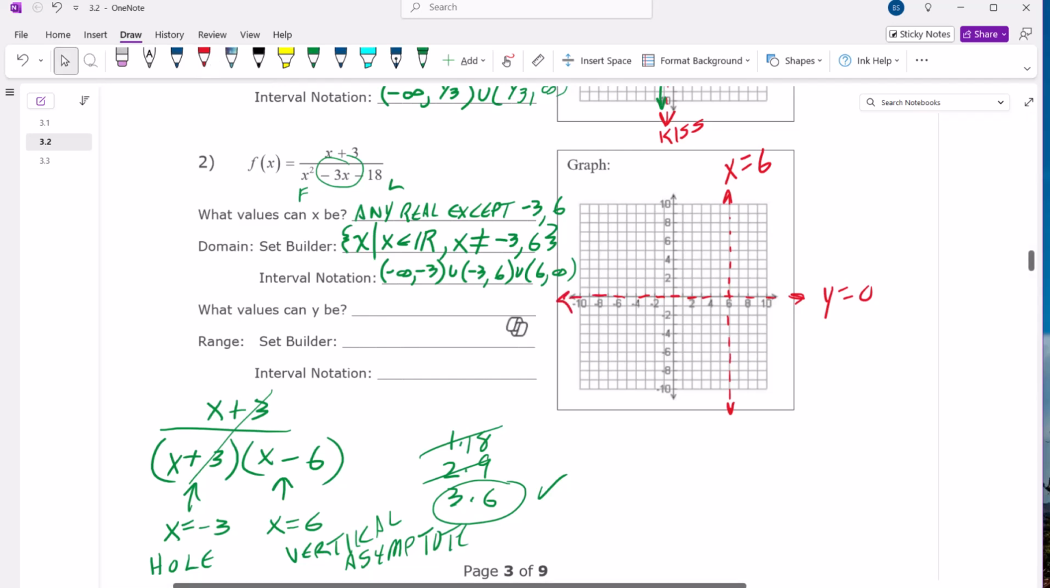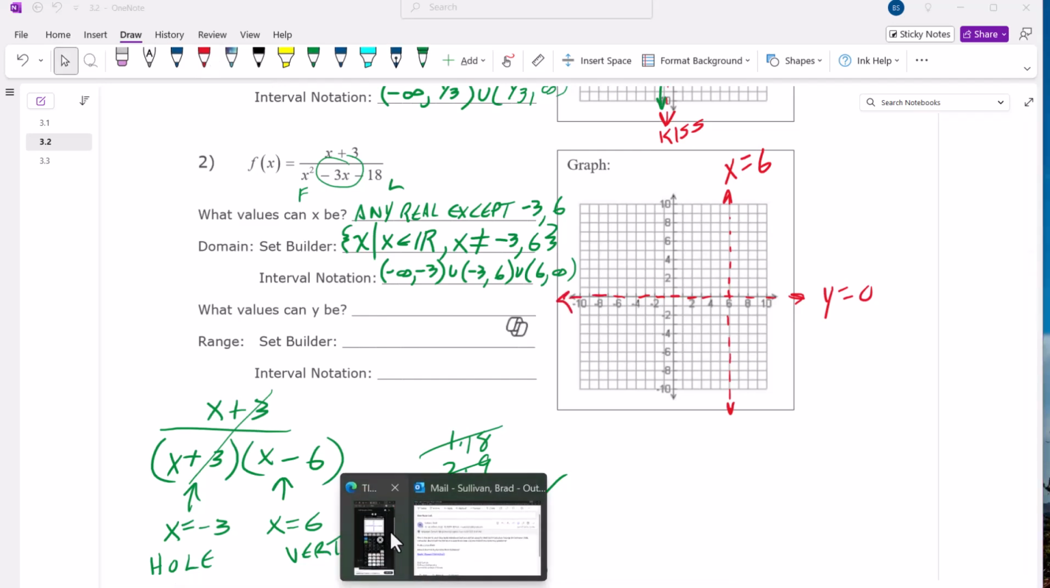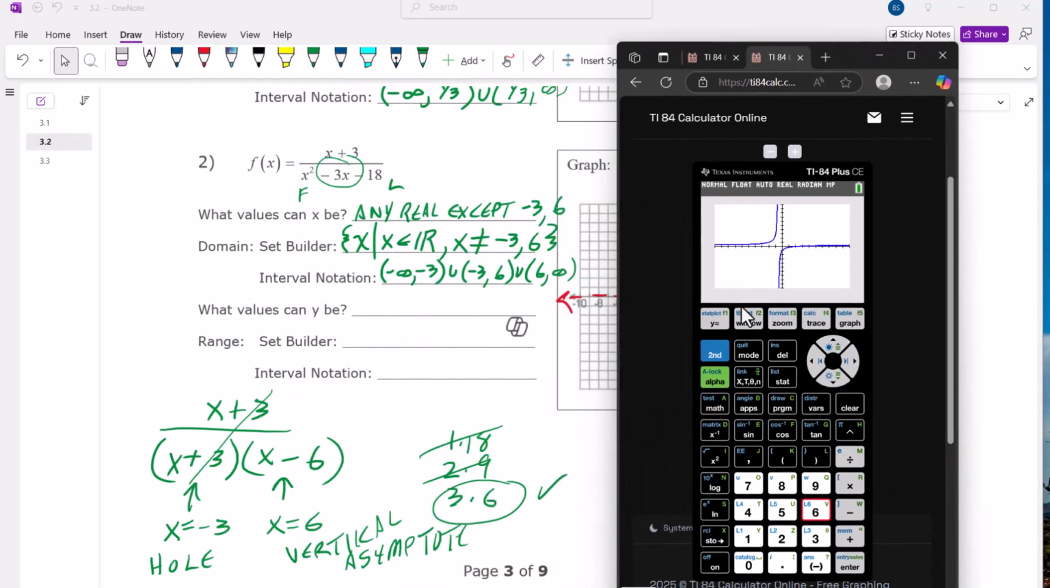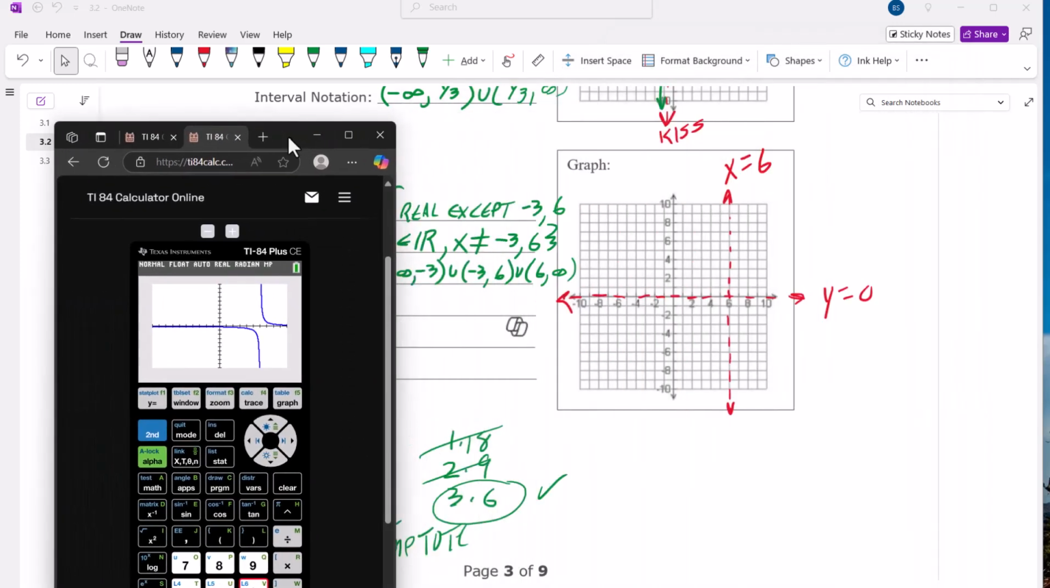Okay, now I'm going to pull up the calculator on this. And we'll go ahead and put this one in now. Okay, so put in the original. So if we put in parentheses x plus 3, divided by, and then parentheses x squared minus 3x minus 18, and just put that in. Notice I'm using parentheses. Go zoom 6. That'll give you roughly what this graph looks like.